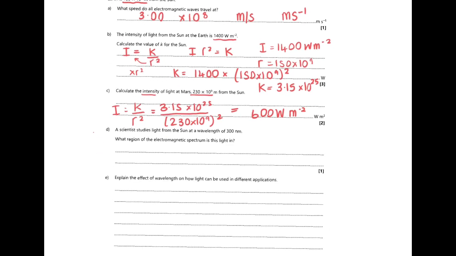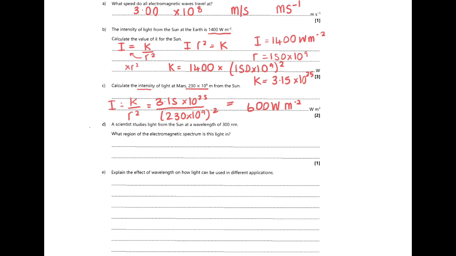If we go on to part D, a scientist studies light from the Sun at a wavelength of 300 nanometers. What region of the electromagnetic spectrum is this light in? So that's something you need to remember, which nanometers of wavelength correspond to which part of the electromagnetic spectrum. And for this one, it's ultraviolet. Okay, so that's the part just next to our visible light spectrum, but a slightly shorter wavelength.